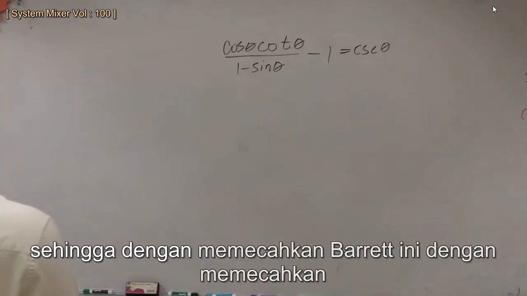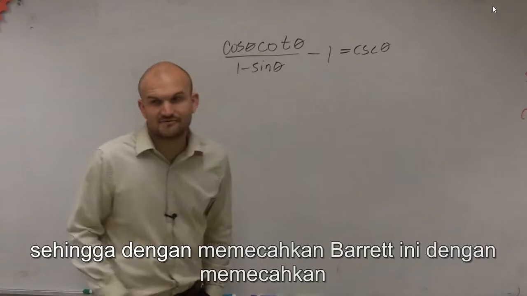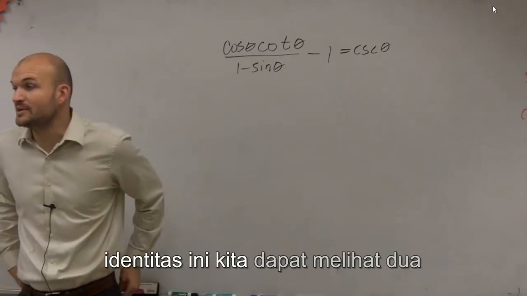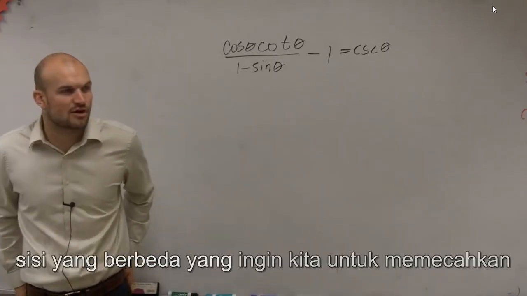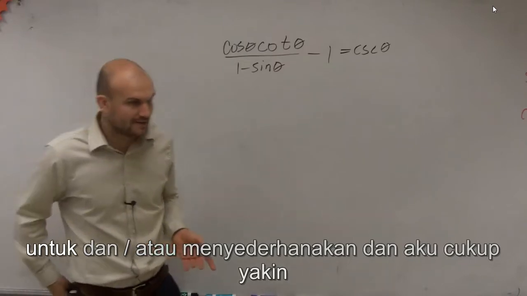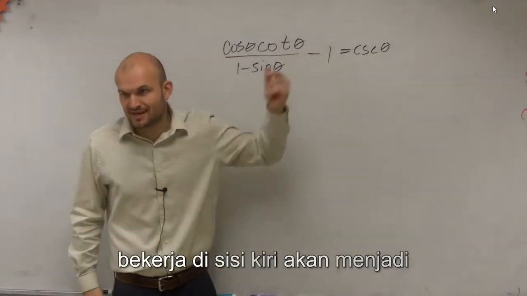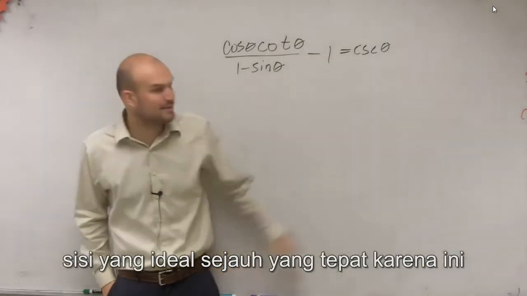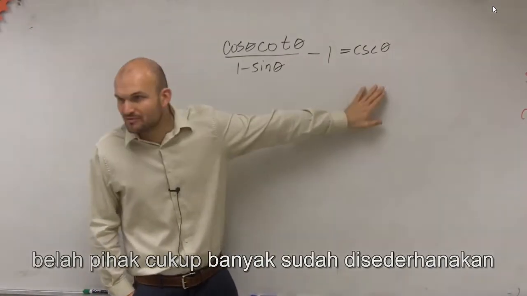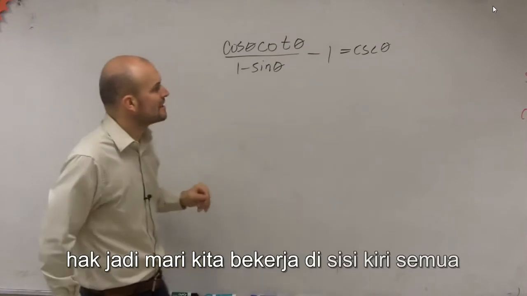All right, so by solving this identity, we can look at two different sides that we want to solve for or simplify. And I'm pretty sure I can get everybody to agree that working on the left side is going to be the ideal side to simplify, right? Because this side's pretty much already simplified, right? So let's work on the left side.